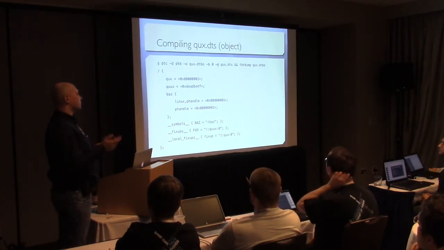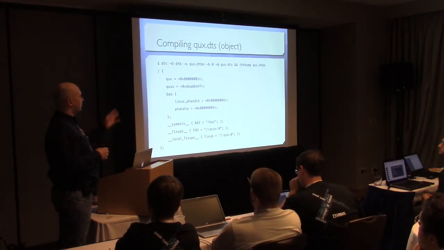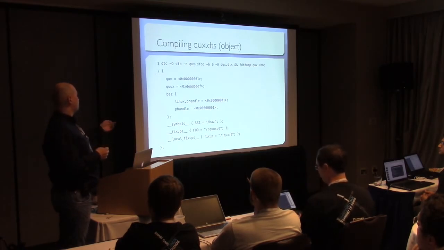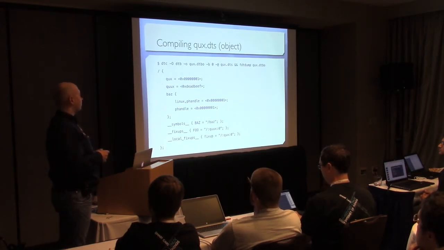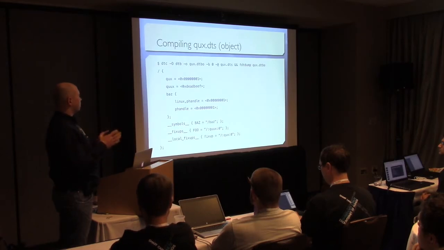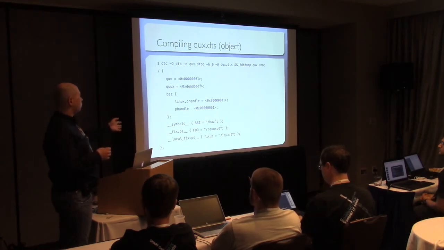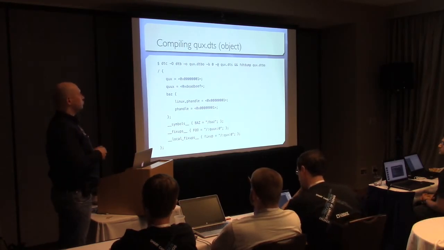But the QUX property that's pointing to the foo tree is filled with something that's easy to understand. That's not a valid phandle. But now you see some extra nodes. You have the fixups node, which says that you're going to need to perform a fixup for foo, which is at the QUX property, and it's at offset 0 in the property content. And you also need to perform a local fixup for the QUX property.